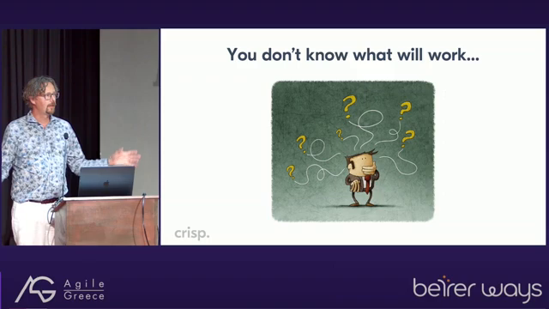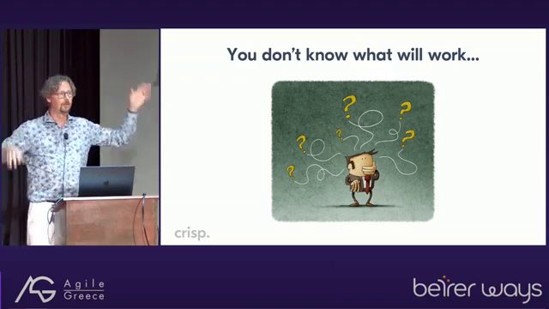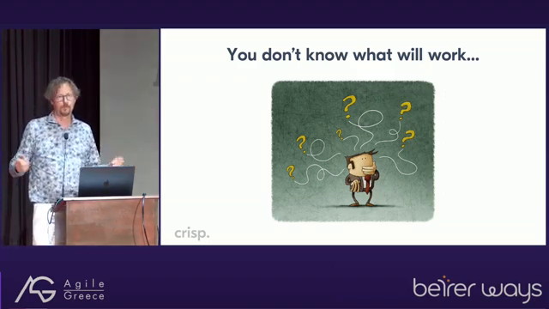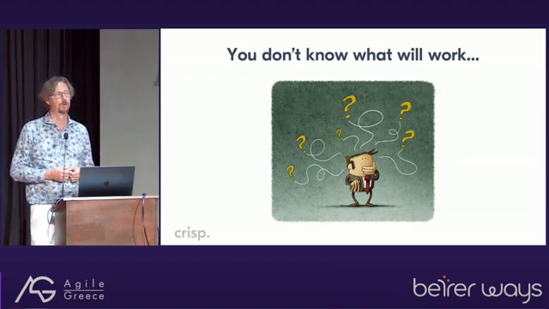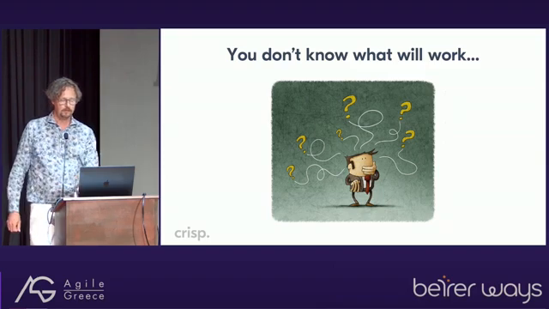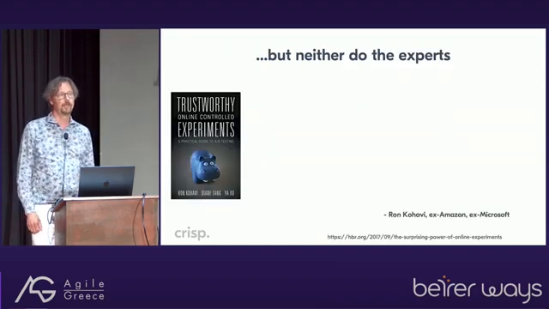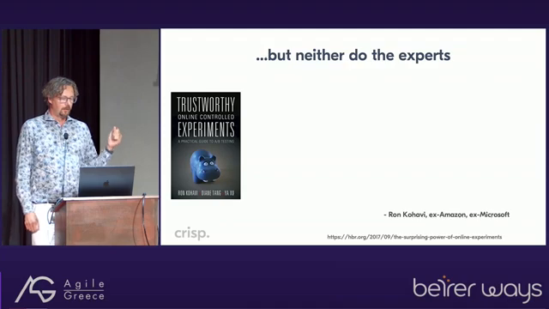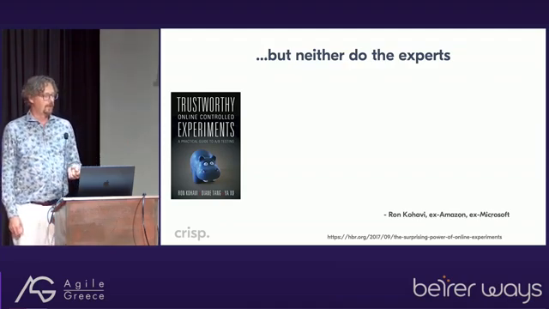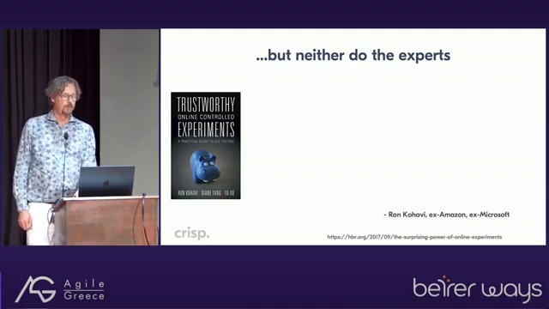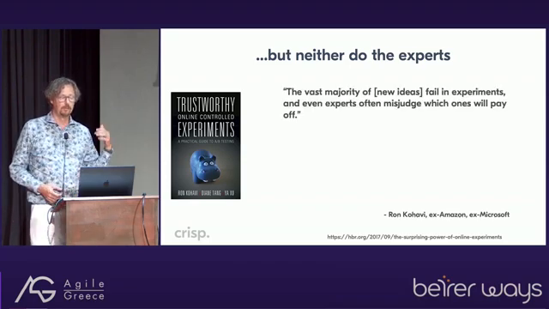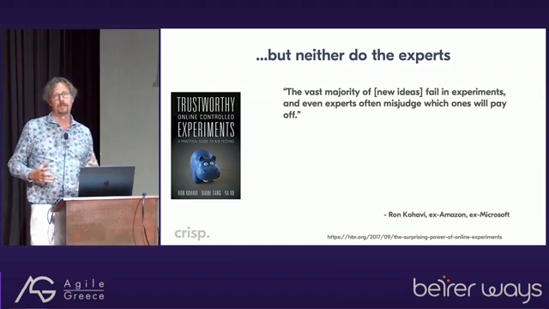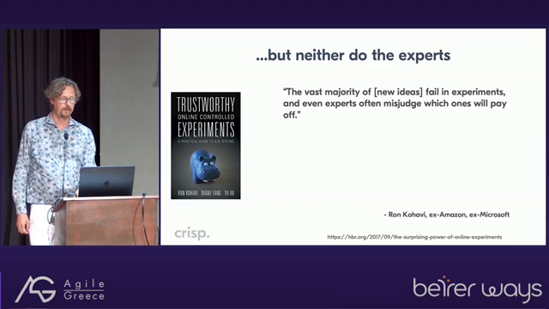So I think we've seen here, if you've looked at your hands going up and down, that you don't know what will work. And that's the mindset that you need to get into when you are building products with software. So you don't know, but neither do the experts. And we already heard Itamar mentioning Ron Kohavi, who used to run data and experimentation at Amazon and Microsoft. And you saw some similar numbers, but the vast majority of new ideas actually fail in experiments, and even experts misjudge which ones will pay off.